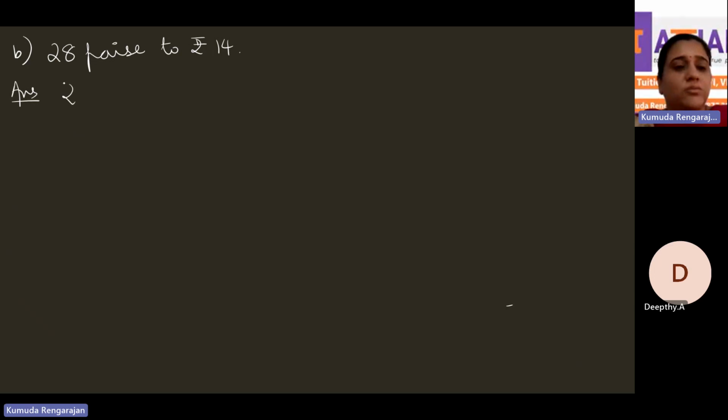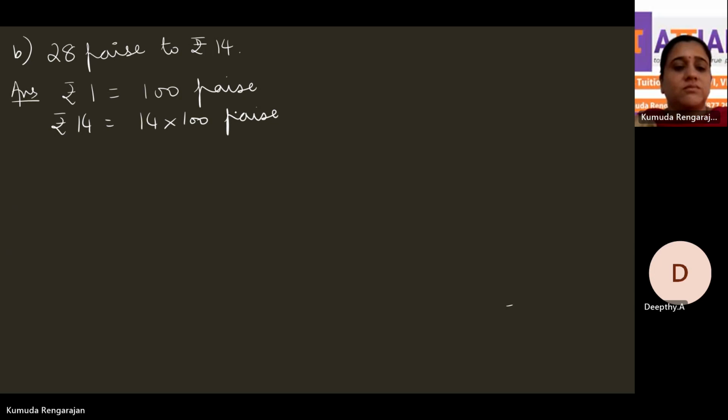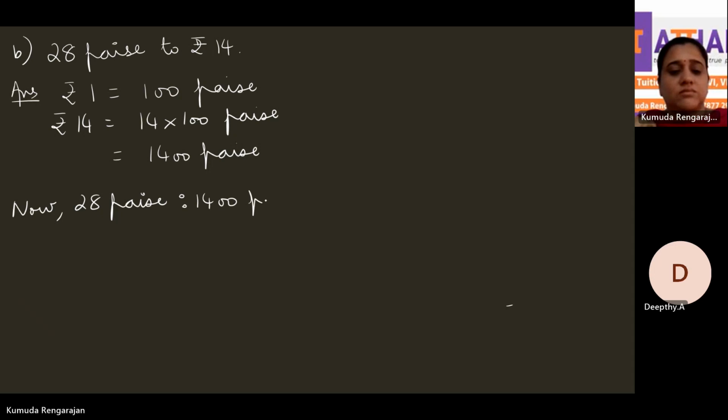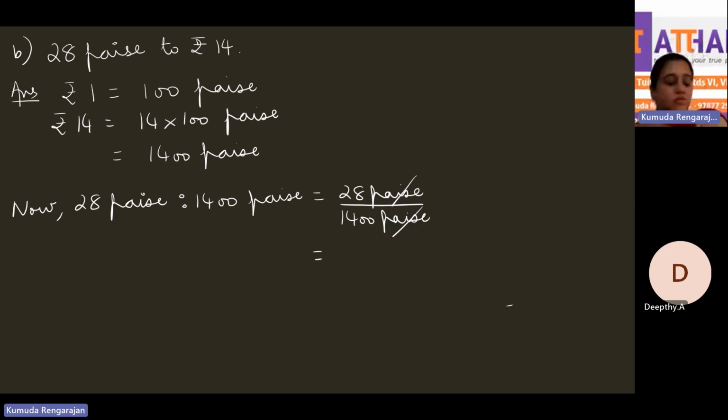So 1 rupee is equal to 100 paise. 14 rupees is equal to 14 into 100 paise. Simplify and tell me the ratio in the simplest form.